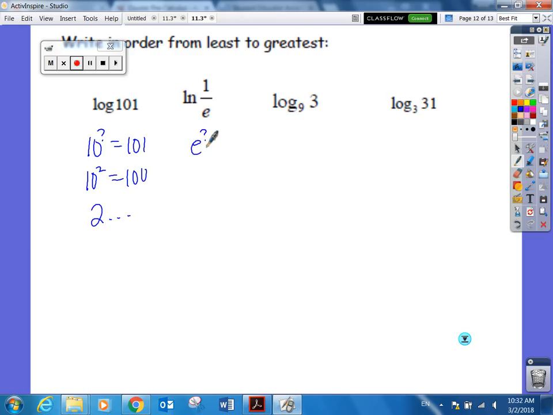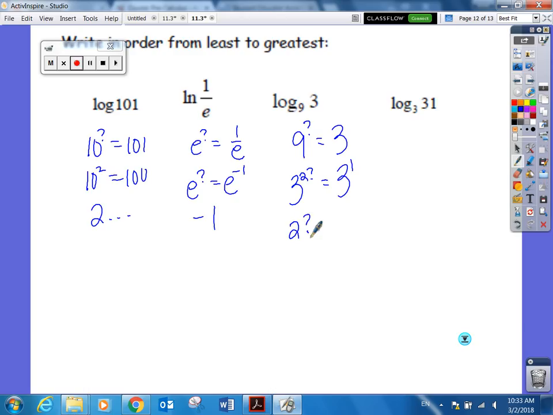e to the what equals 1 over e? So e to the what equals e to the negative 1. So this one's equal to negative 1. We know that exactly. 9 to the what equals 3? 3 squared to the what equals 3 to the first. So 2 times what equals 1. We know that's exactly 1/2.